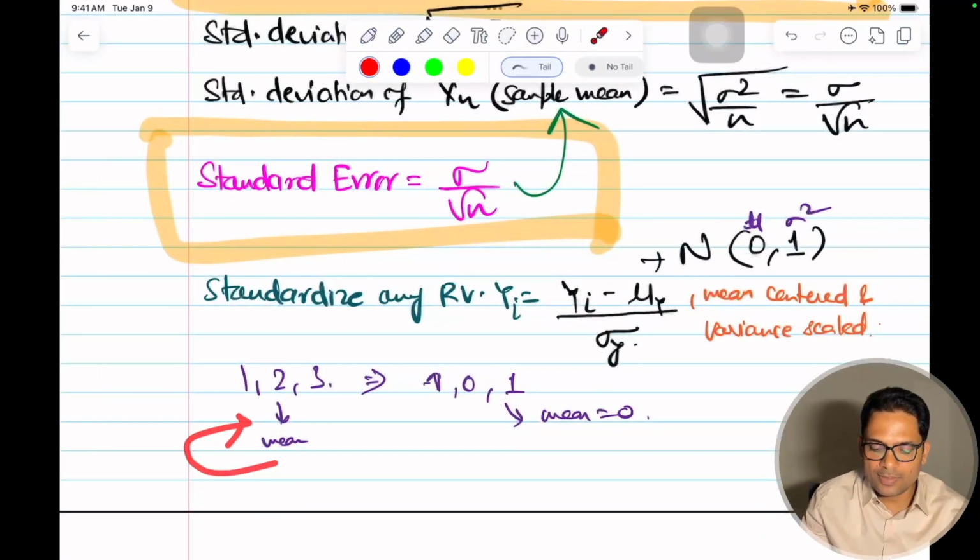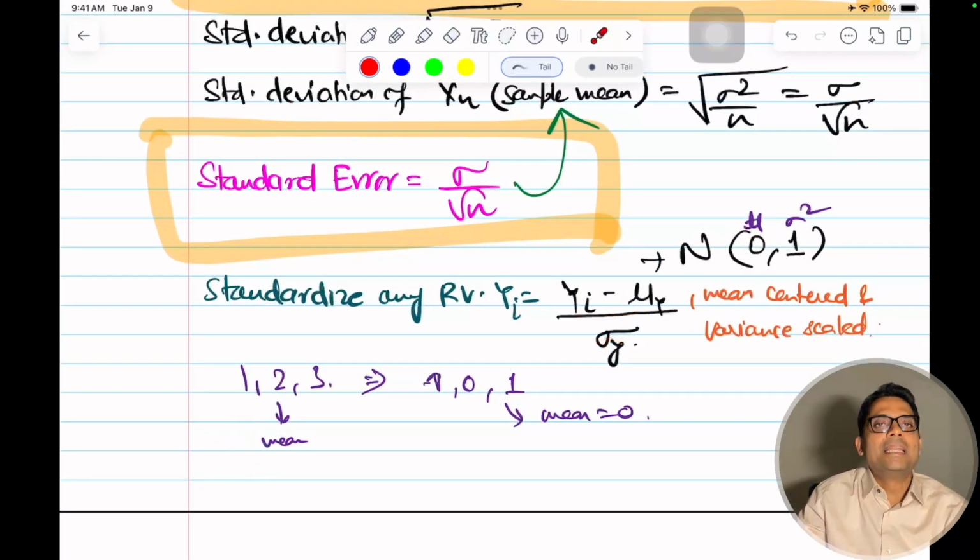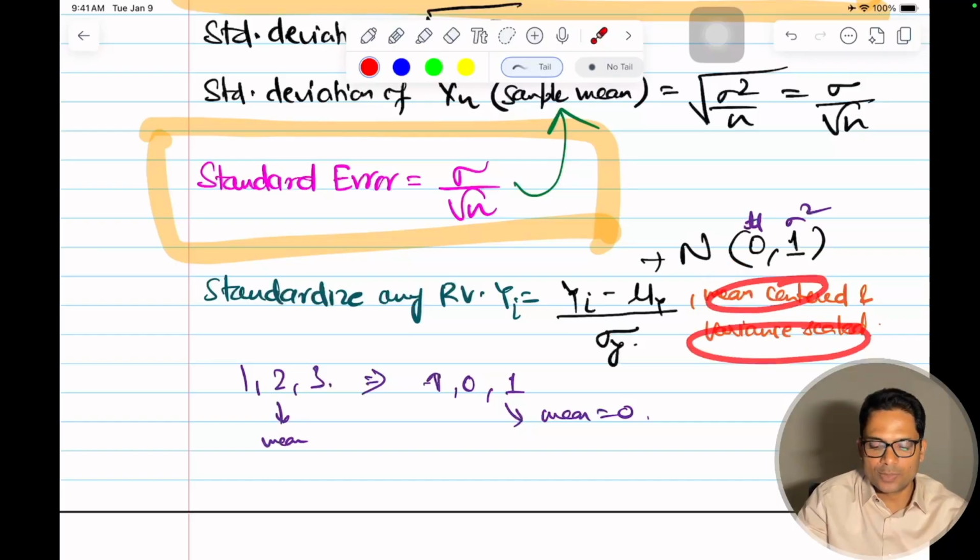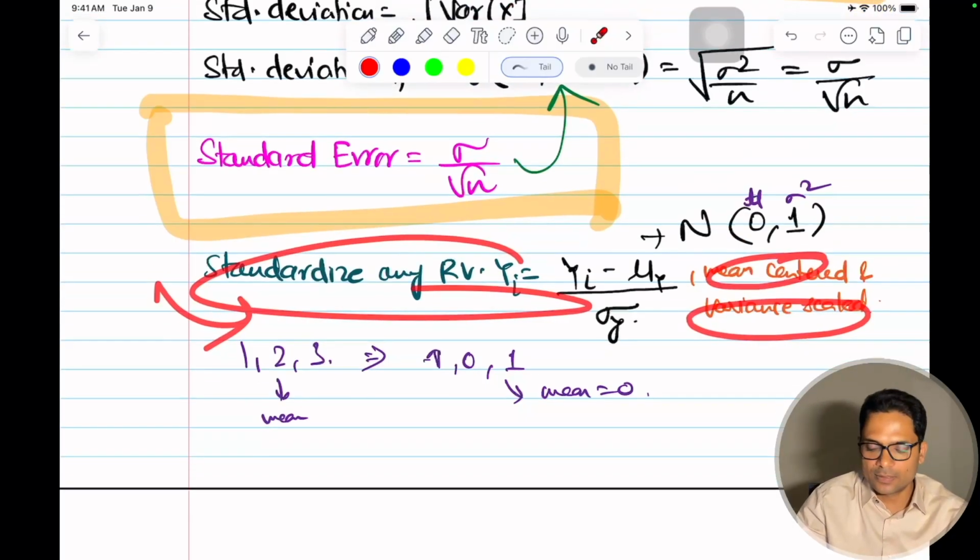Similarly, you can calculate the standard deviation and then divide by the standard deviation. So automatically the standard deviation will become 1. So this is what it does. It will move the mean to 0 and the standard deviation to 1. This is called mean centered and variance scaled. I hope this is clear. Standardize it. Why am I doing this?